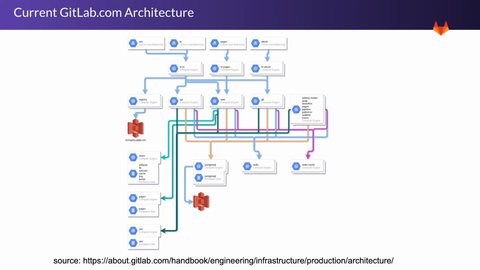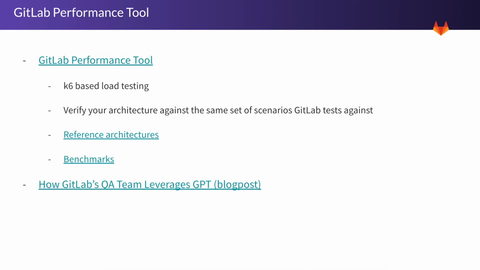GitLab.com is hosted on Google Cloud Platform, and we share the architecture that we use to host our instance. GitLab Performance Tool uses the K6 utility for load testing. After implementing a reference architecture, it's able to load test and compare against existing benchmarks.